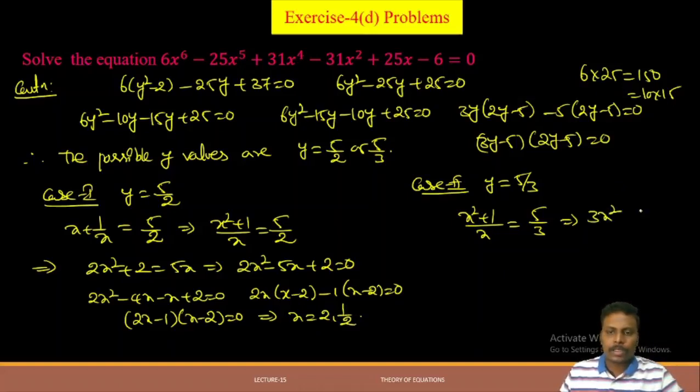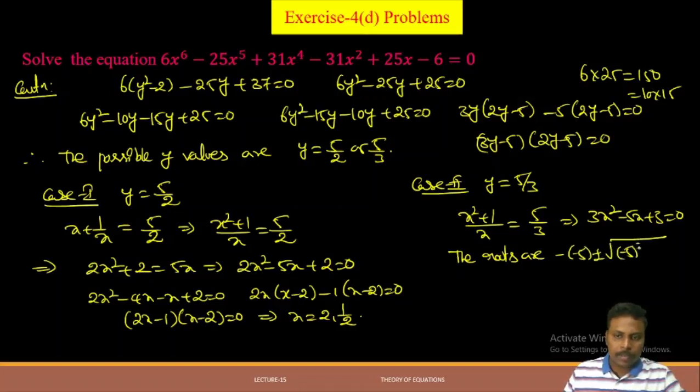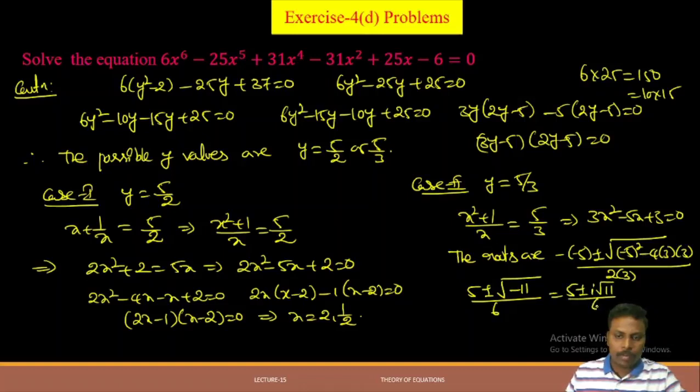This is 3x square plus 3, or 3x square minus 5x plus 3 is equal to 0. So the roots are minus of minus 5 plus or minus the square root of (minus 5) square minus 4 into 3 into 3, divided by 2 into 3. So it is 5 plus or minus under root 25 minus 36. So 25 minus 36 is minus 11, divided by 6. So that is equal to 5 plus or minus i root 11 divided by 6.